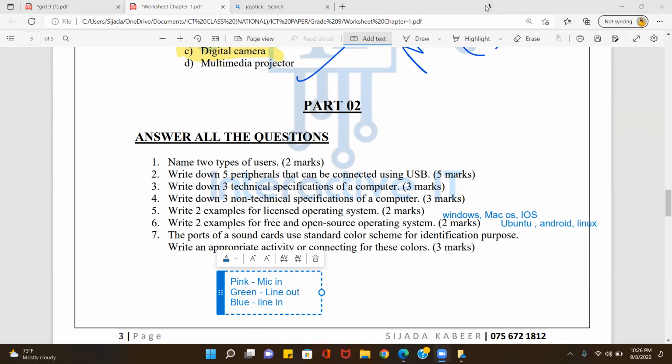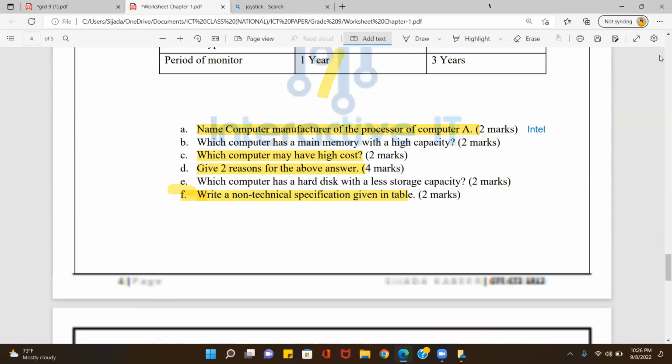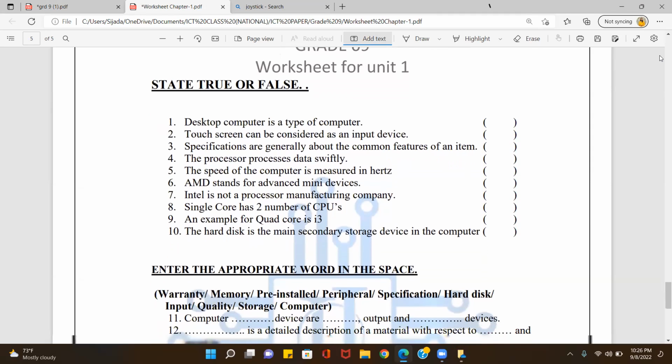Web camera for the second one. Yes, web camera, you can say that. Okay, so we are done with this part also. Now, we'll move on to true or false.